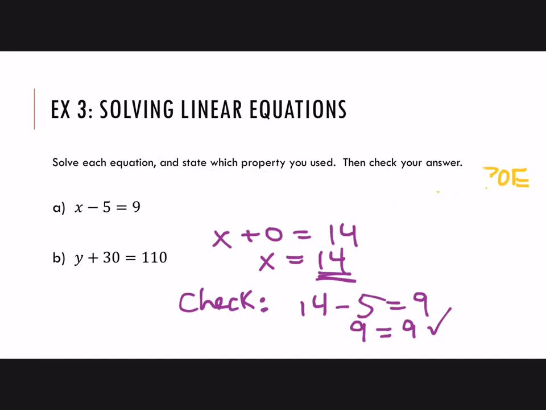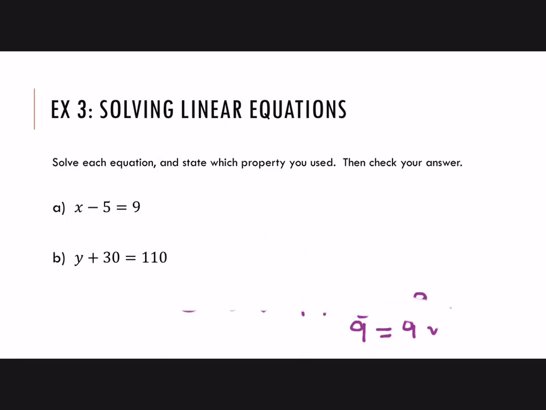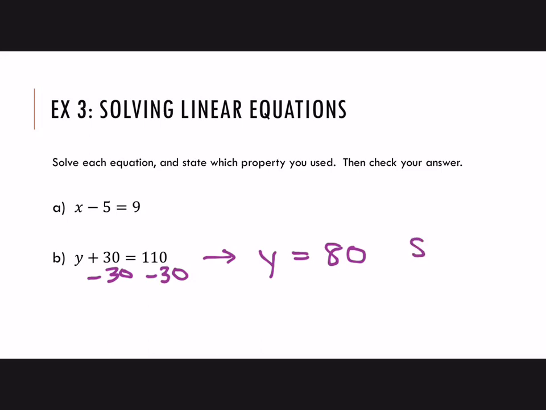Okay, the second one. We have y plus 30 equals 110. So to solve, I would need to subtract 30 from both sides. And then my equivalent equation is now just y plus 30 minus 30 is 0. And then 110 minus 30 is 80. Now I subtracted 30, so this is the subtraction property of equality.